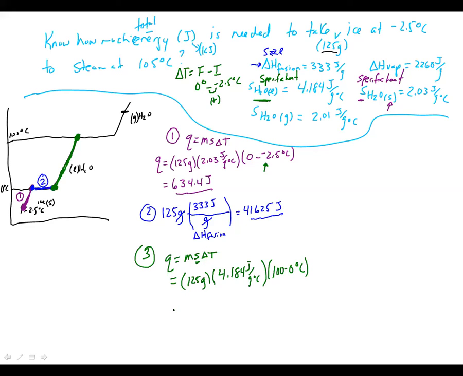And if we do this part of the calculation, we get 125 times 4.184 times 100, which gives us 52,300 joules. I didn't miss a 0, right? Looks good. At this point, we are now sitting at 100 degrees Celsius, and we are still at liquid water.